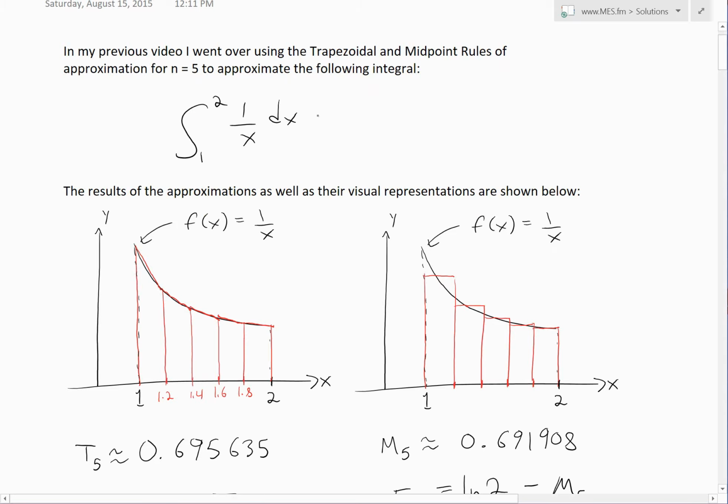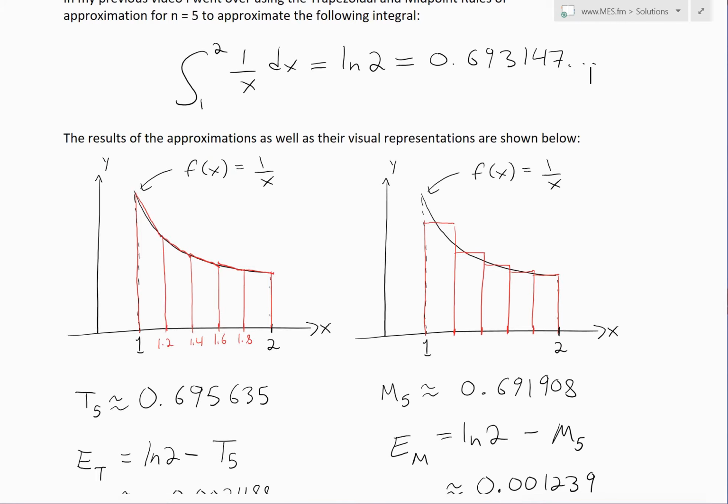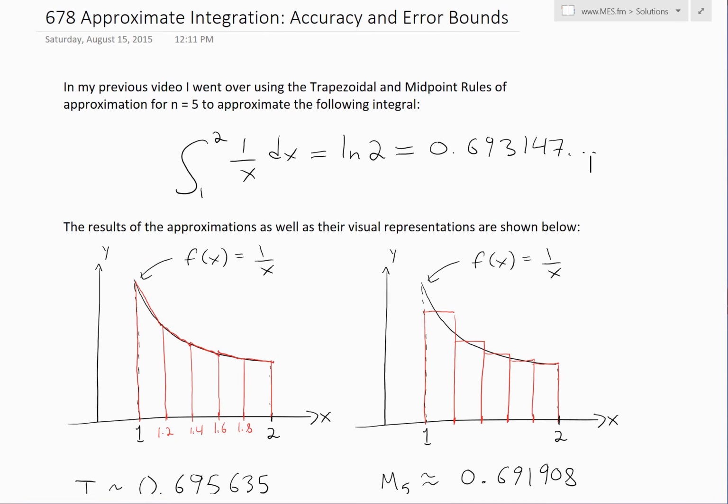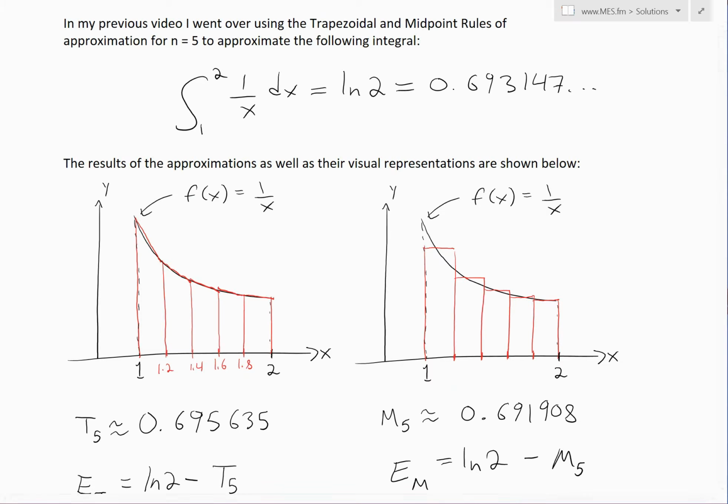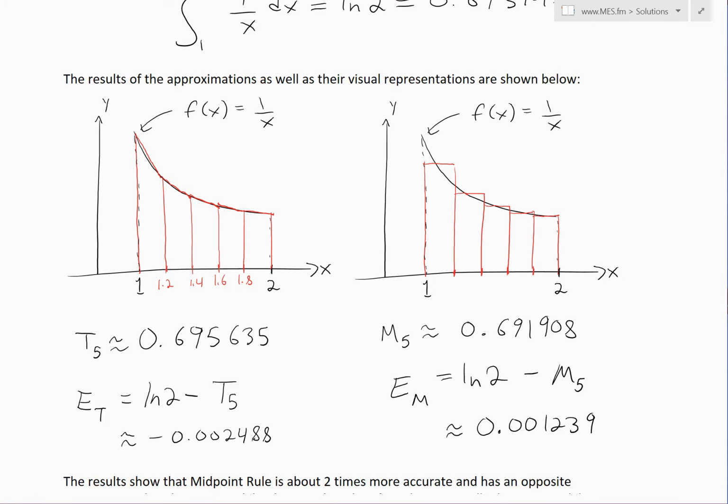And then I also showed if you solve this, this becomes ln 2, and if you plug it in the calculator, 0.693147, and it keeps going on and on. And now to recap my last video, basically the results of the approximations as well as their visual representations are shown below here. So this was the trapezoidal rule on the left side.